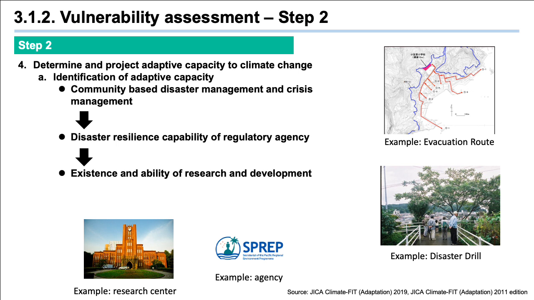The second point is disaster resilience capacity of regulatory agency. We have to assess the condition of budget and the program of activity for disaster recovery for regulatory agencies. The third point is existence and ability of research and development. We also have to assess condition of research and development for coastal protection.